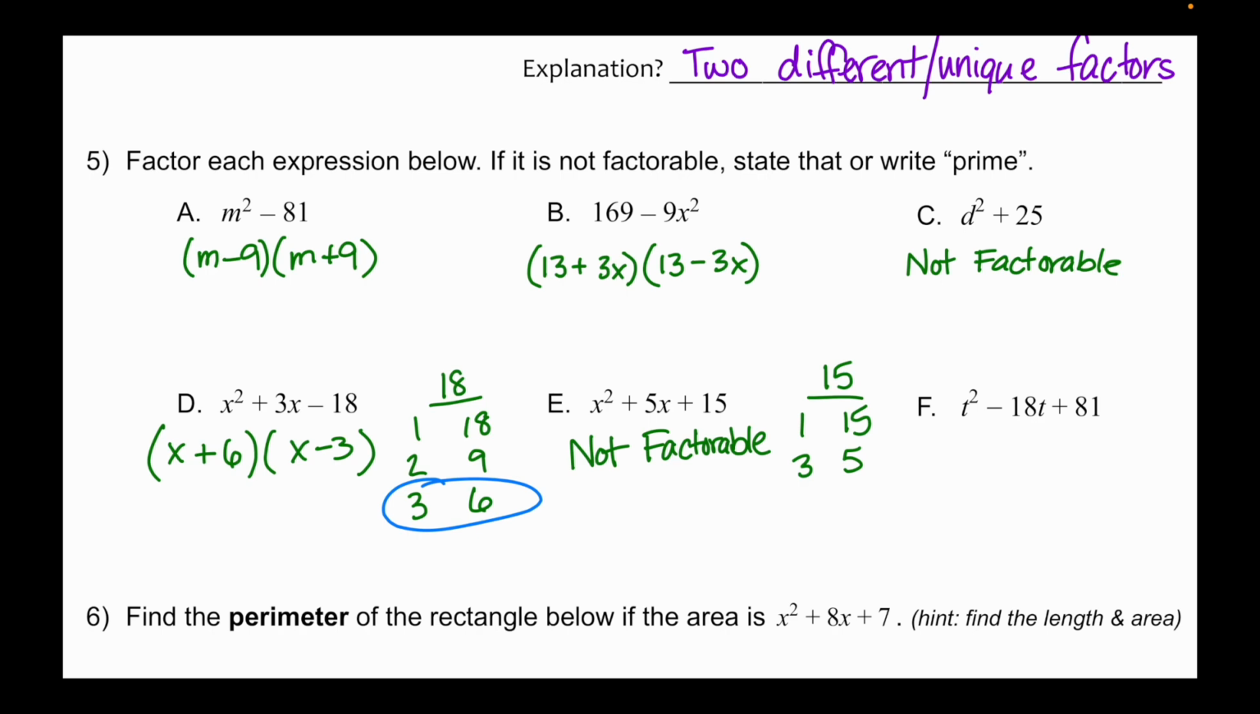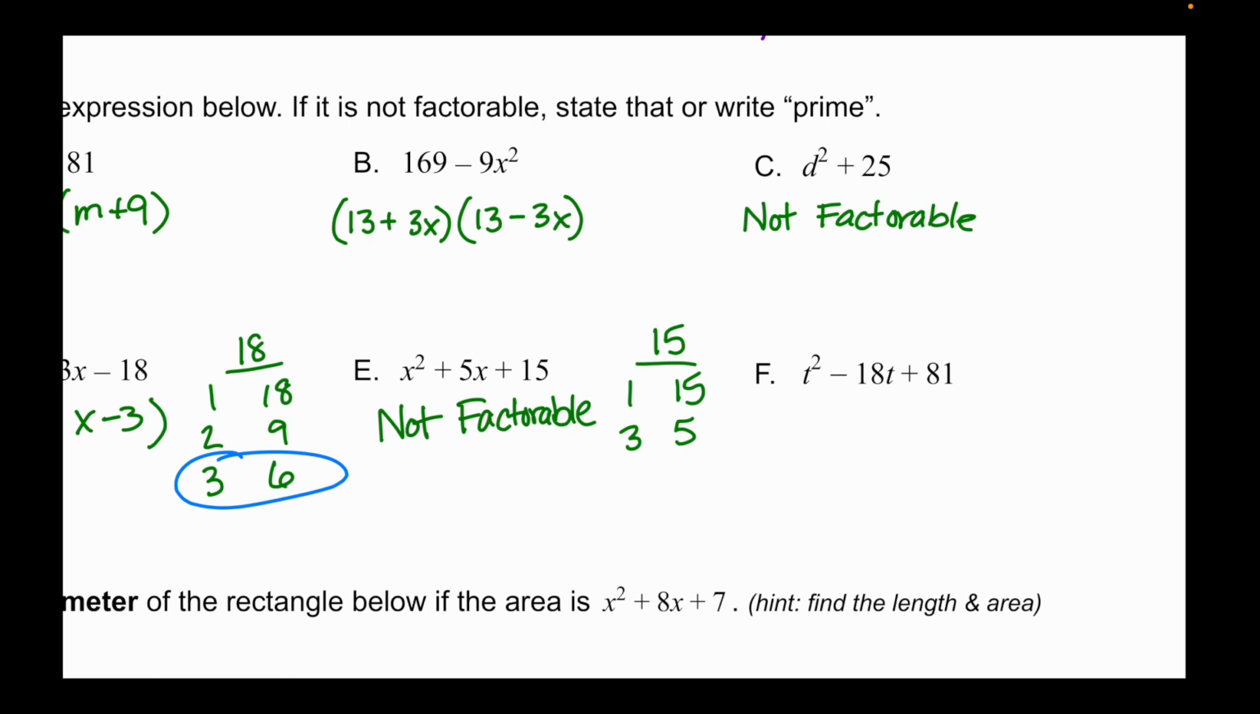Or you could write prime. Now for F, the very last one here, we're looking for something that multiplies to make 81 and adds up to negative 18. And there most definitely is. You could write out your whole factor chart for 81, but you will find that this should be t minus 9 and t minus 9. That is because negative 9 and negative 9 will combine to make negative 18, but then multiply to make positive 81.